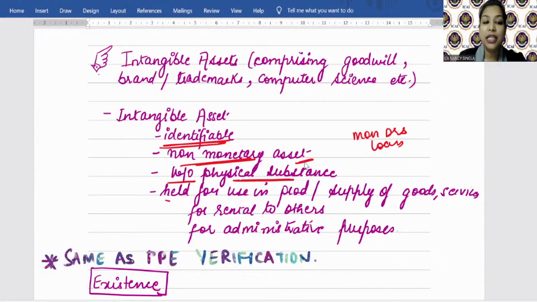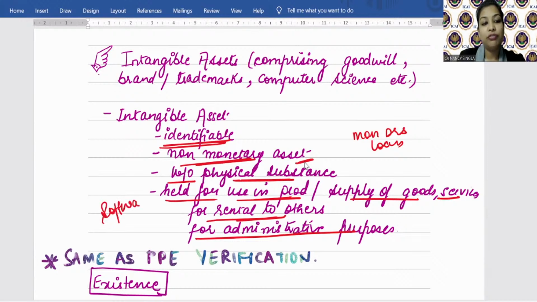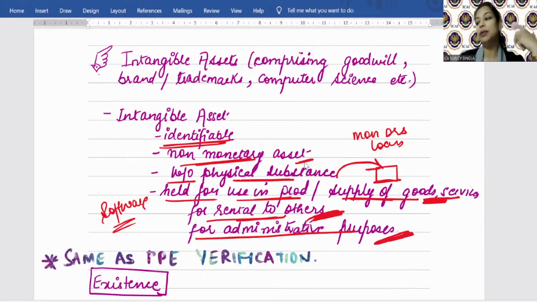Which are either held for use in production or supply of goods or services, for rental to others, or for administrative purposes. Take the example of software. If you are using it in production or supply of goods or services, you are manufacturing computers and putting that software into this computer, so you're selling the software along with the goods or services, or you're giving that software for rent to others, or you're using it for some administrative purpose. So this is what an intangible asset is.